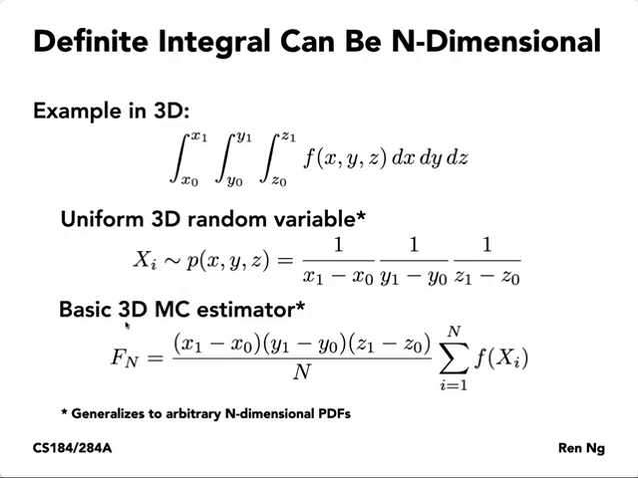Therefore, the basic Monte Carlo estimator in 3D, capital F sub n, is going to be equal to the volume of this domain of integration times the average, 1 over capital N times the sum from i equals 1 up to N of little f of capital X sub i.